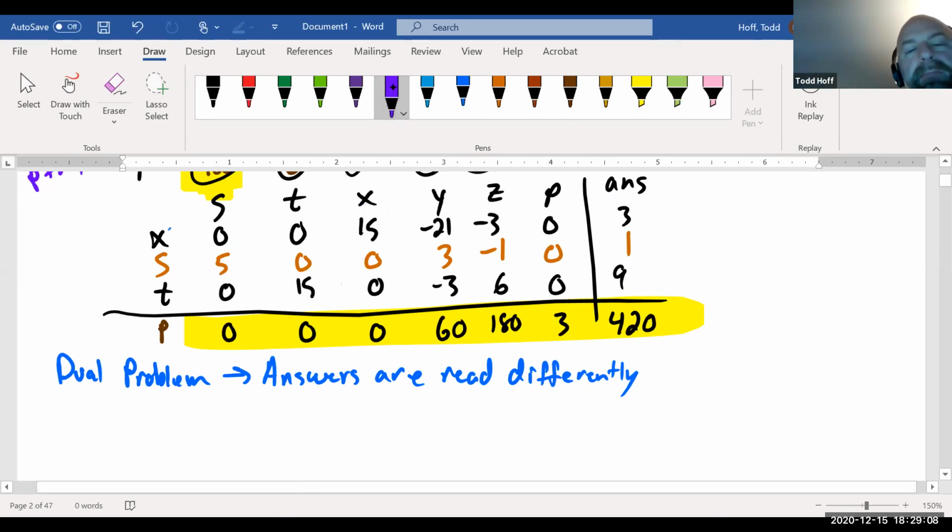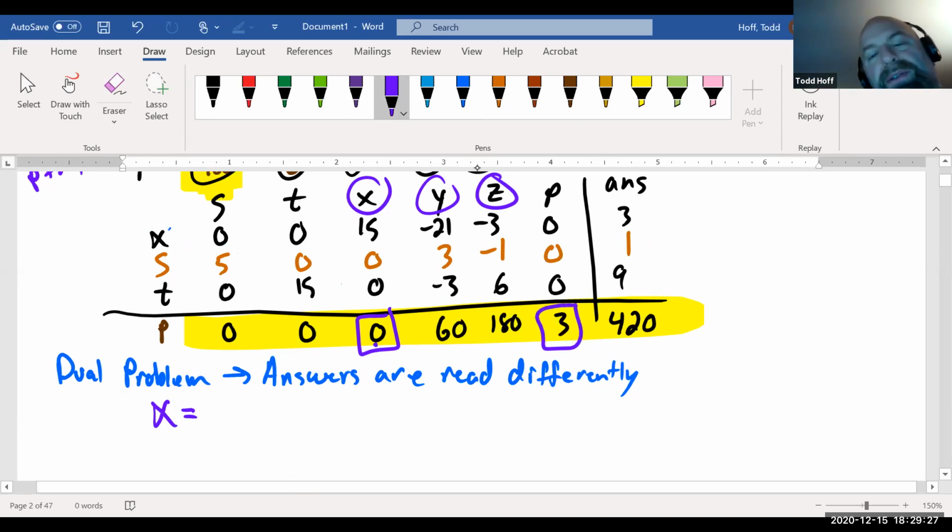To do that, we have the original variables were x, y, and z. Those values are found by taking the value at the bottom of those columns. So the solution for x is going to be the 0 divided by the PP entry. This is row P, column P. So it's the 0 at the bottom of column X, divided by the 3 at the bottom of column P gives x is 0.